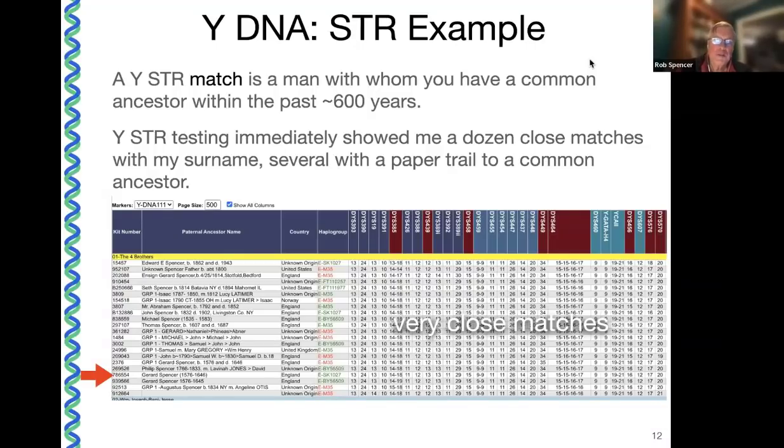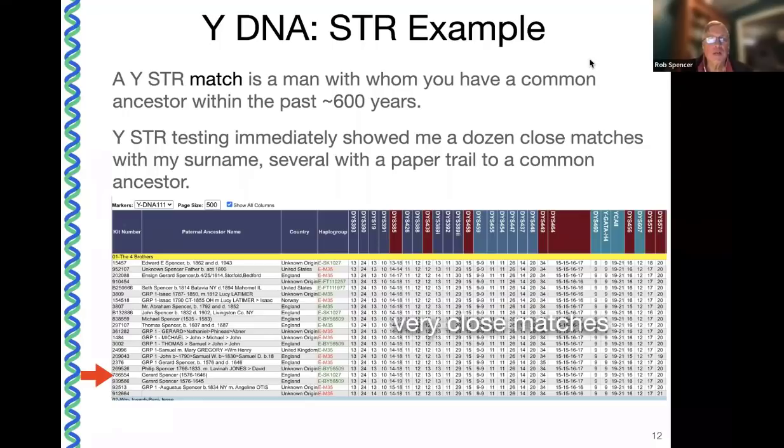And the company that does the most of this, FTDNA, calls a match, and this is all about men now, because it's on the Y chromosome. A match is a man with whom you have a common ancestor within the past about 600 years. They don't tell it, they express it that way, but when you work out how they do their matching, that's what it means. About 25 generations, 22 generations, about 600 years.